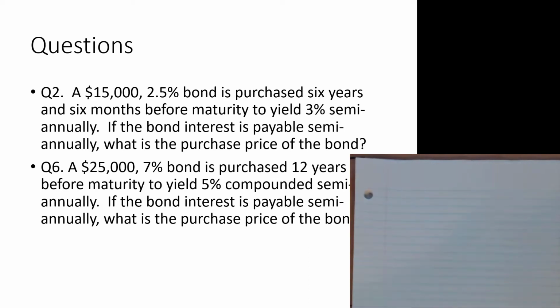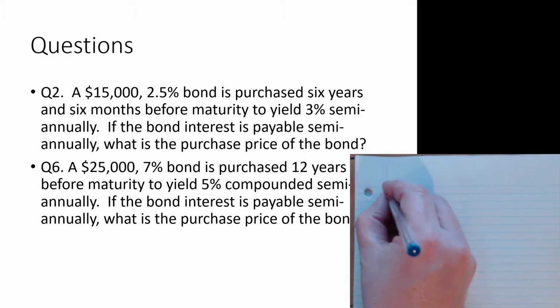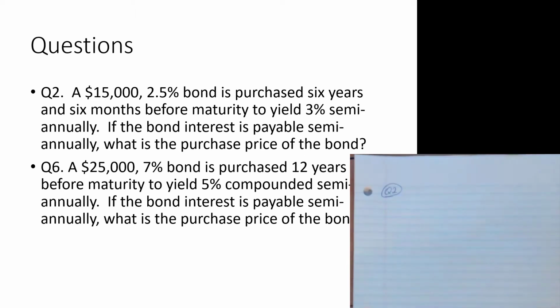Okay, so we have question 2 here. Question 2 is a $15,000 bond, so it's giving us some idea of what the face value is. 2.5% bond, so that's the bond rate, which is distinguished from the market rate. The bond is purchased 6 years and 6 months before maturity to yield 3% semi-annually. So yield is the market rate of interest. If the bond interest is payable semi-annually, what is the purchase price of the bond?